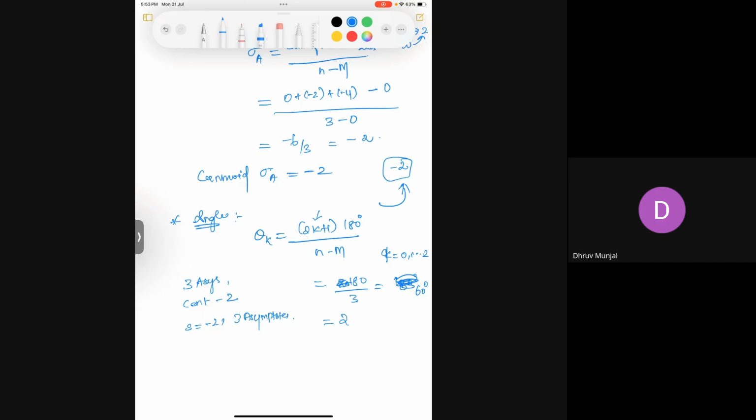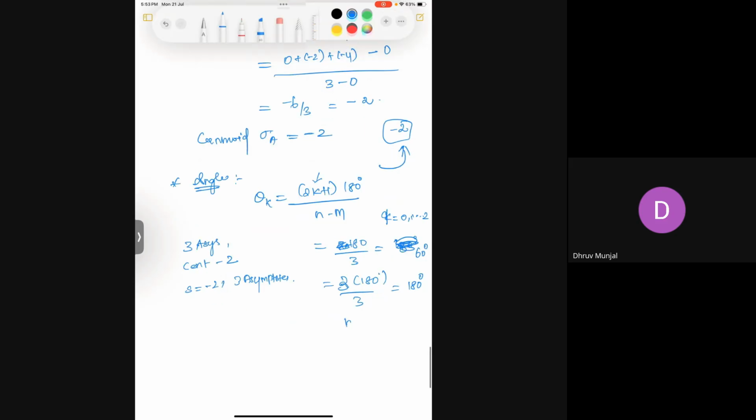When k equal to 1, this will become 3 into 180 by 3, this will become 180. When k equal to 2, this becomes 5 into 180. That's what I was saying, odd numbers come to the same place. That's why we are using this. When you are using this formula, this will give you 300 degree.